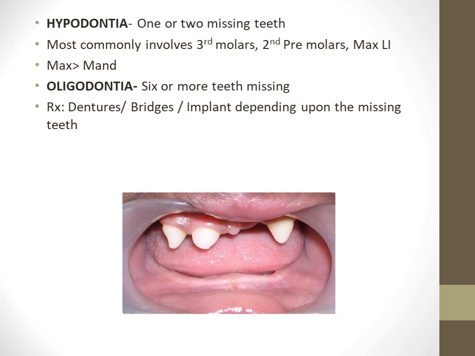This is most commonly seen. People have congenitally missing third molars, second premolars, and maxillary lateral incisors. The maxilla is more commonly involved than the mandible. Oligodontia means 6 or more teeth missing. The treatment for all these conditions is that you can replace the missing teeth with dentures, bridges, or implants depending upon the number of missing teeth.